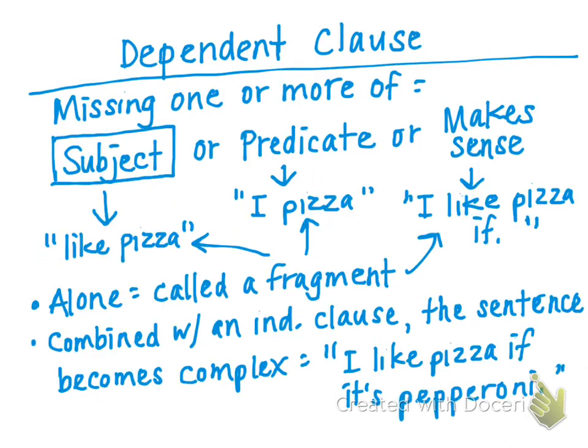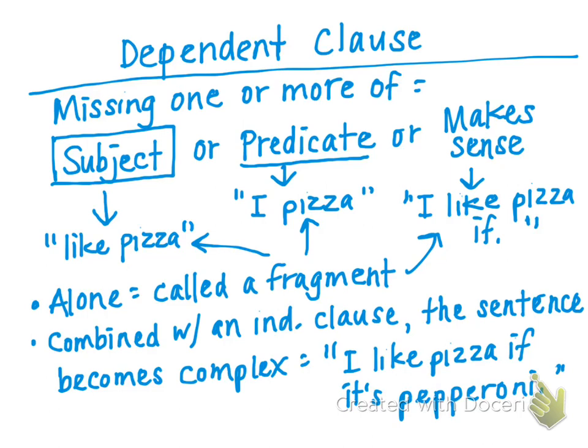Alright, so a dependent clause is when you are missing one or more of those things. So if you're missing the subject, you're going to have something like "like pizza," or if you're missing the predicate, you would have "I pizza," which sounds like a toddler is saying that, right? Or it might have the subject and the predicate, but it still doesn't make sense, like this: I like pizza if. That still feels like we need to have something to complete the thought.